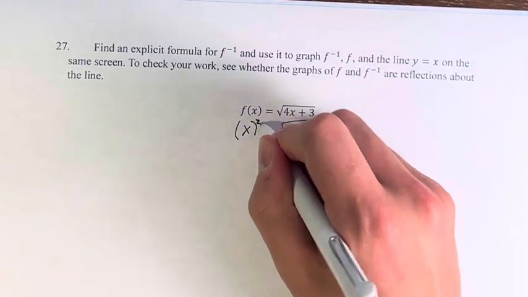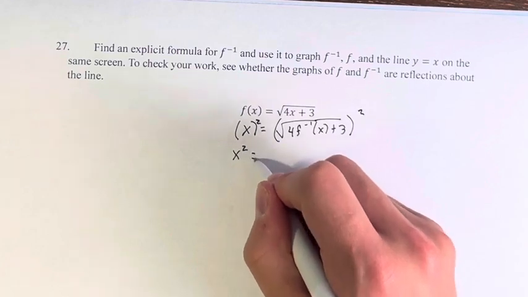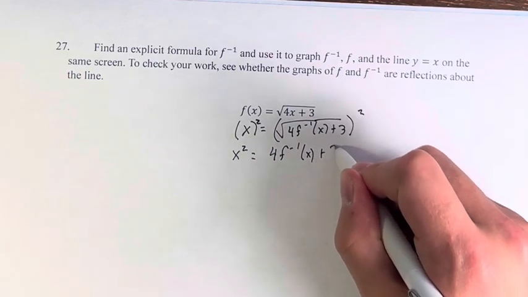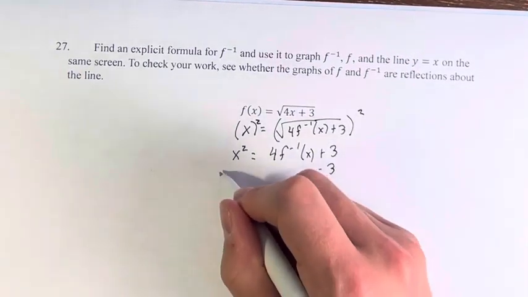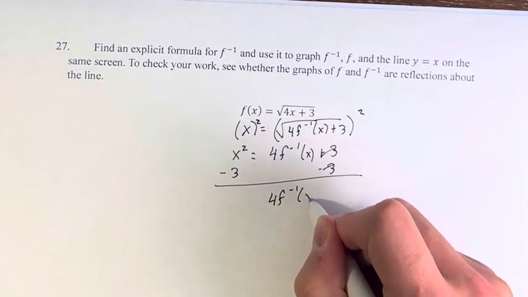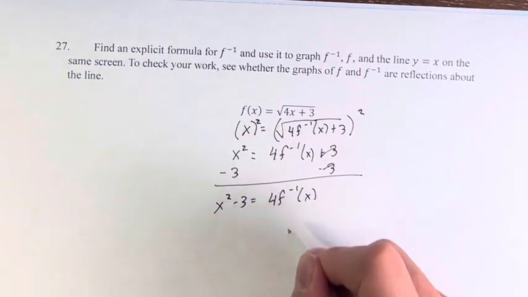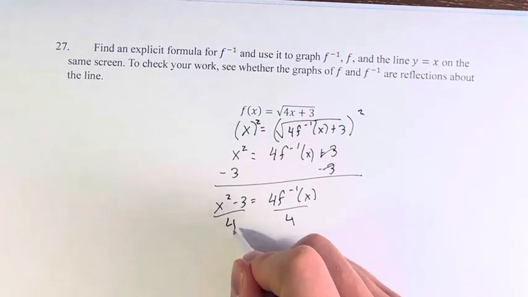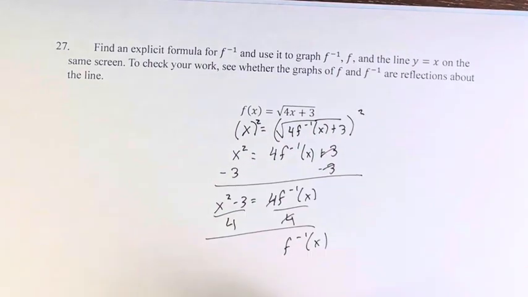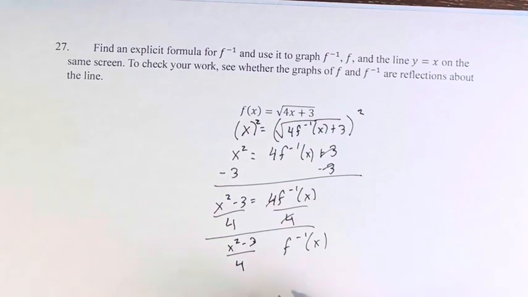So the first thing is to square both sides. So we get x squared is equal to 4 times the inverse of f plus 3. Subtract 3 from both sides. 4 times the inverse of f is equal to x squared minus 3. And just divide by 4 to get that the inverse of f is equal to (x squared minus 3) over 4.